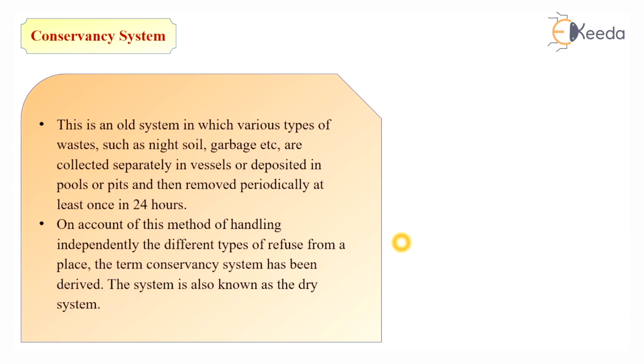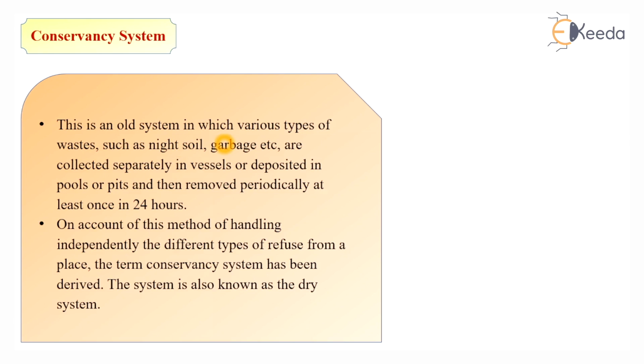Now let's see the methods of collection of various types of wastes in this system. So first is night soil. Night soil or human excreta in latrines is collected separately in pans and carried on the heads of sweepers to a central place, from where it is transported in bullock carts or motor vans to a place away from the town for its final disposal.